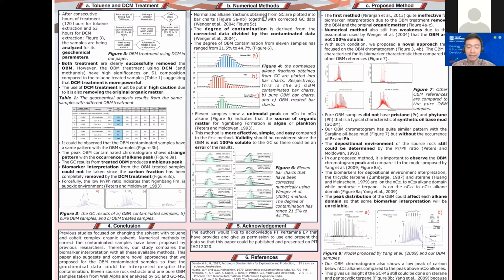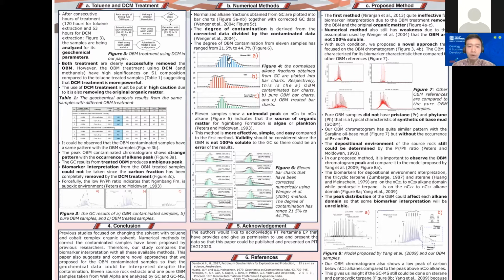The normalized alkane fractions obtained from GC are plotted into bar charts together with the corrected GC data. So this is the contaminated samples, the bitumen plus OBM, and this is the pure OBM samples. The degree of contamination is derived from the corrected data divided by the contaminated data.